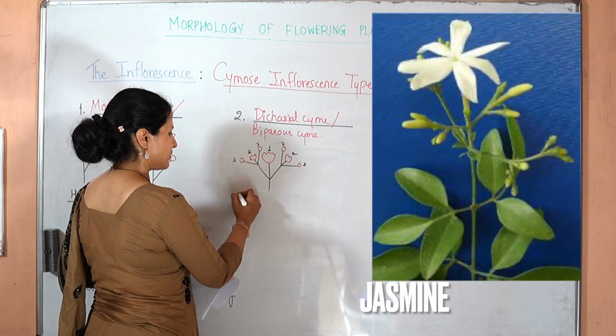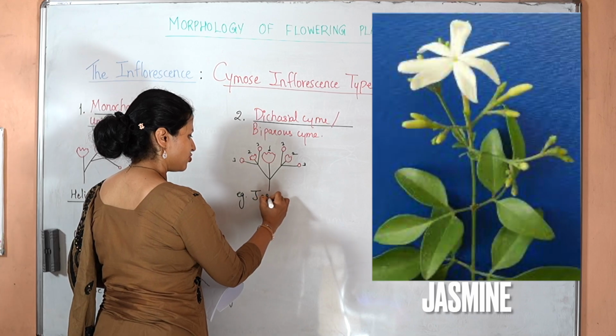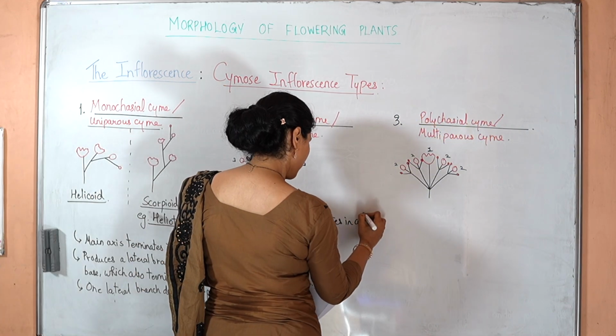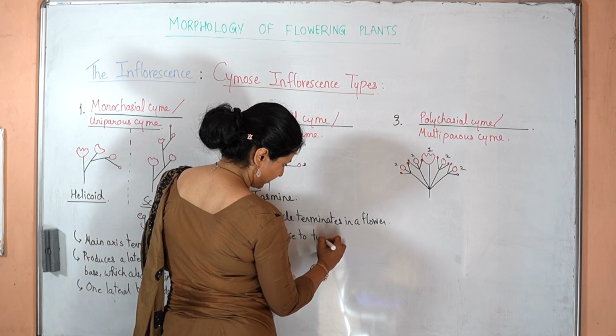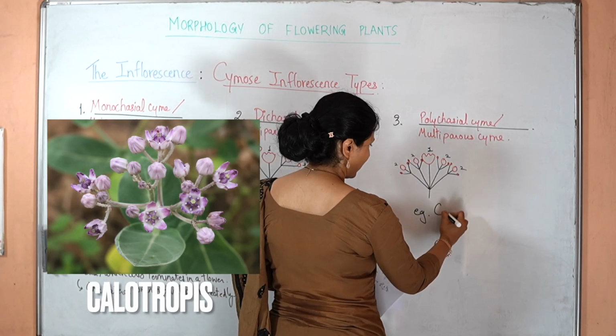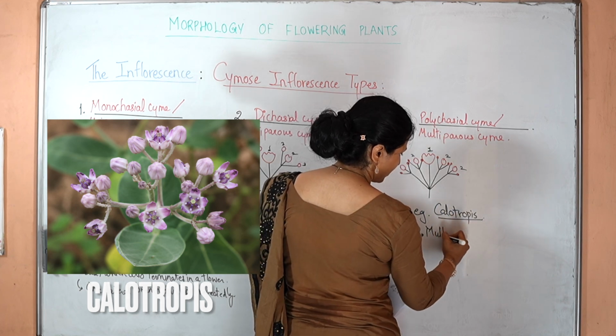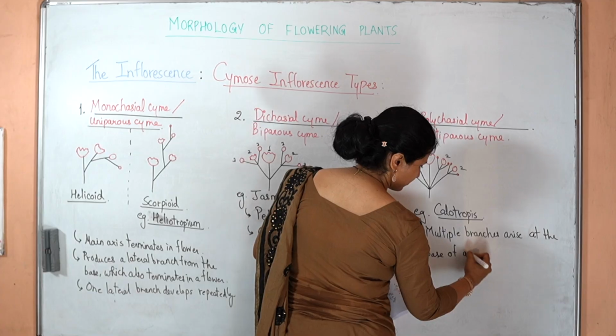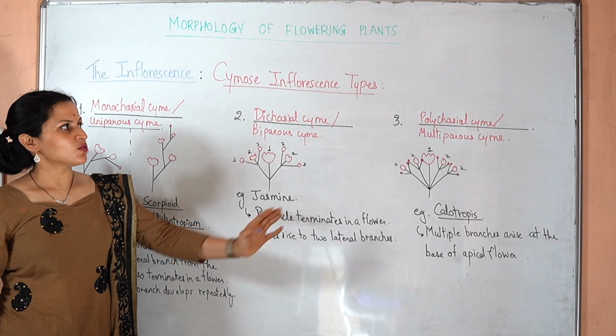Dichasial Cyme or Biparous Cyme example, we can cite jasmine, very good example. Peduncle terminates in a flower, gives rise to 2 lateral branches. And Polychasial Cyme, let's cite example of Calotropis. Multiple branches arise at the base of apical flower. So these are the 3 different types of Cymose inflorescences.